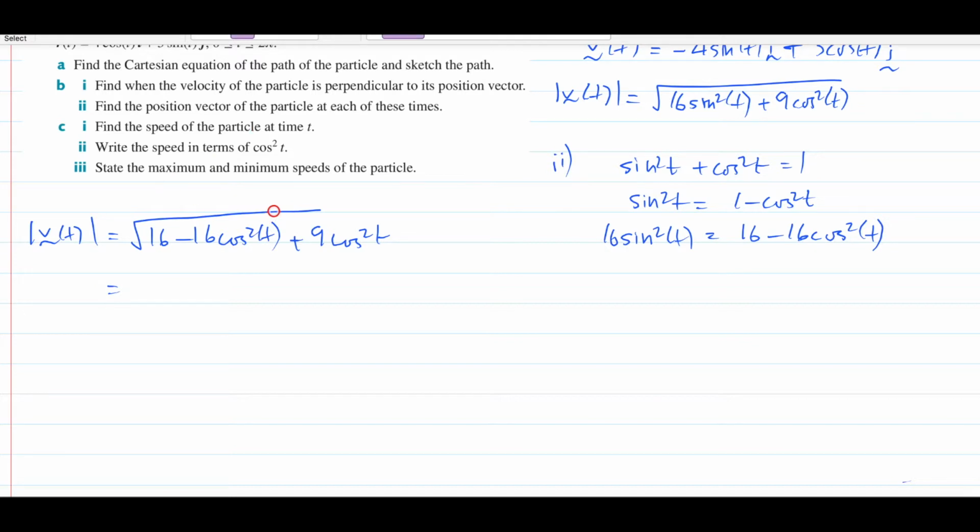Okay, now very simple. Let's just move the square root a little bit over. We get square root of 16 minus 7 cos square of t. Perfect. So that is your speed, which is the magnitude of your velocity. Let's do part iii, the one I want to get into. State the maximum and minimum speeds of the particle.